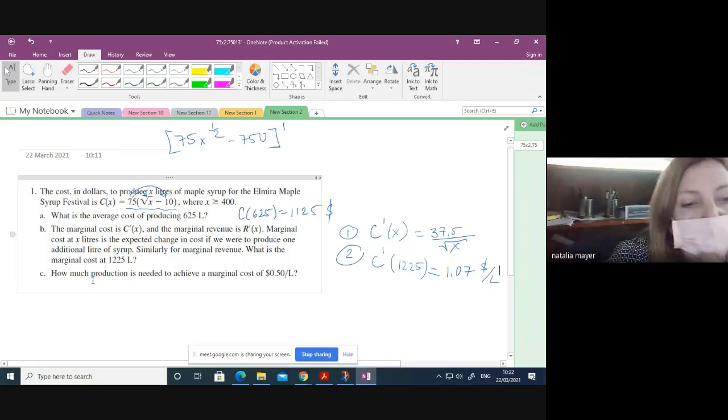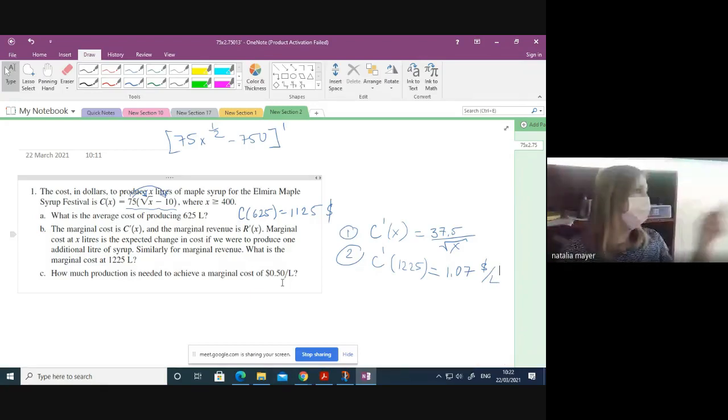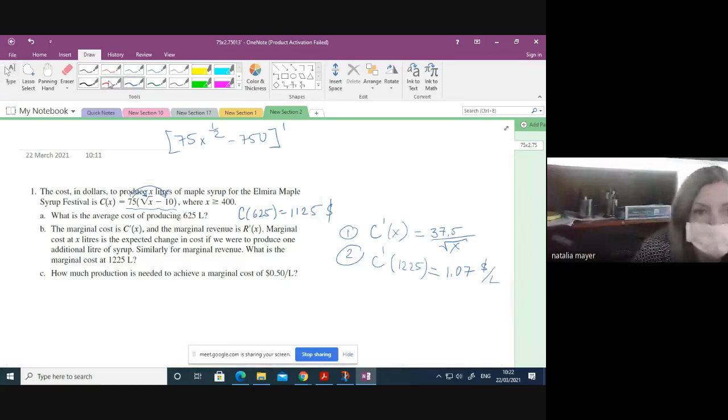Okay, so in question C, how much production is needed to achieve a marginal cost of $0.5 per liter? Suggestions? Yes? We do the 37.5 root x equal. So we basically need to equate, this is the value of the derivative function, and we need to find what's the corresponding x value, right? It's going to be 5,600. Very good.